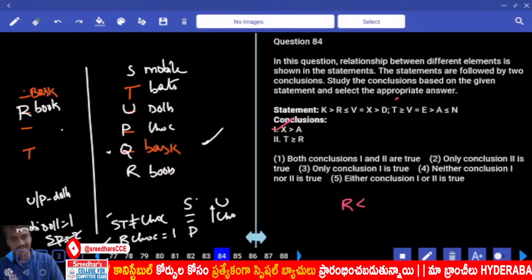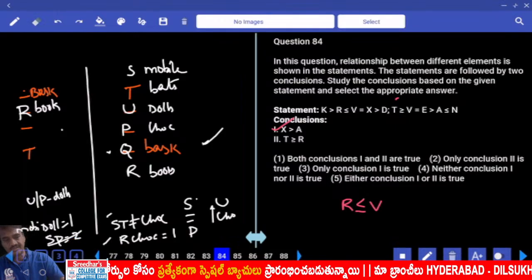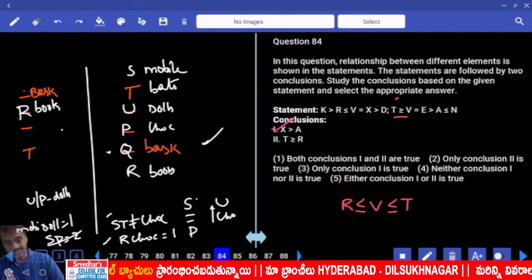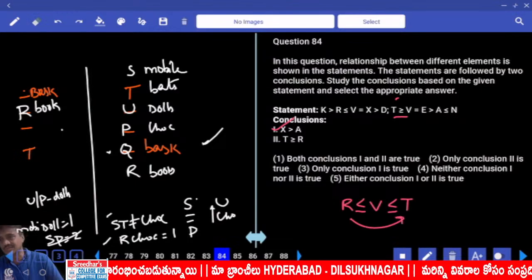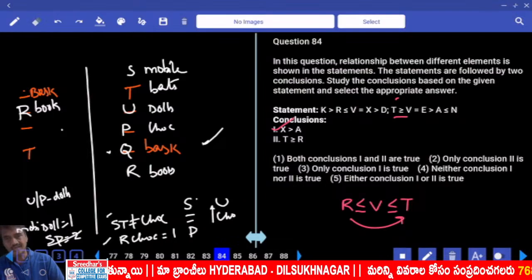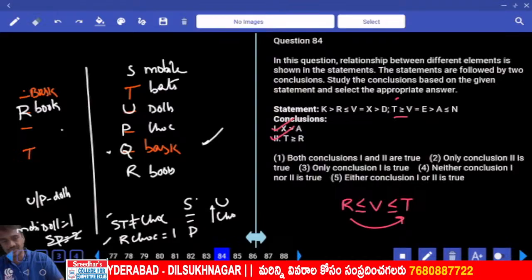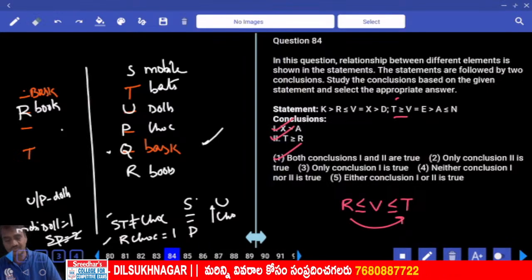Now in the first statement, R lesser than or equals to V. And in the next one, T greater than or equals to V is nothing but V lesser than or equals to T. Hence from R to T, which symbol is common? Lesser than or equals to. R lesser than or equals to T is nothing but T greater than or equals to R. Then what is your answer? Both 1 and 2, choice 1, 84.